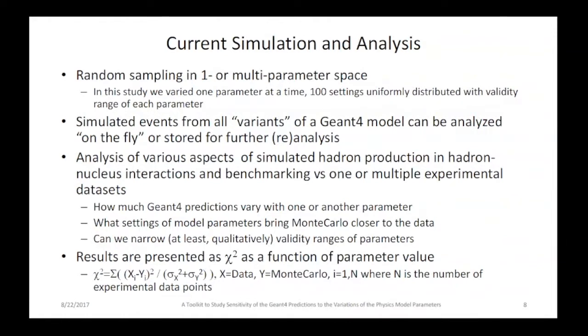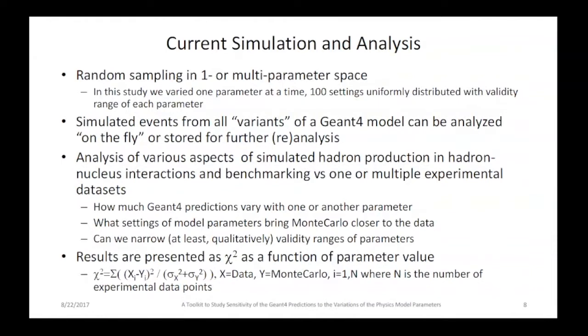Then it does the multivariate analysis, and the relevant question the Geant4 developers try to answer is how much the Geant4 prediction varies with one parameter or another. Before they open up the possibility to vary parameters, they need to understand this first. Also, what setting of a model parameter brings the Monte Carlo closer to the data, and can we narrow, at least quantitatively, the validity range of parameters?